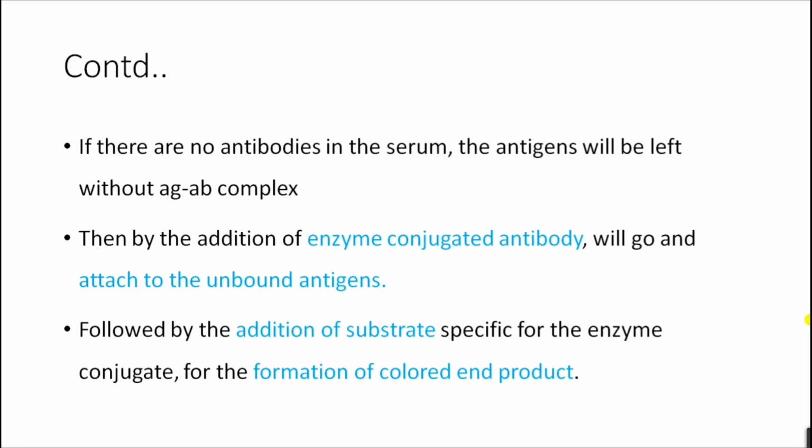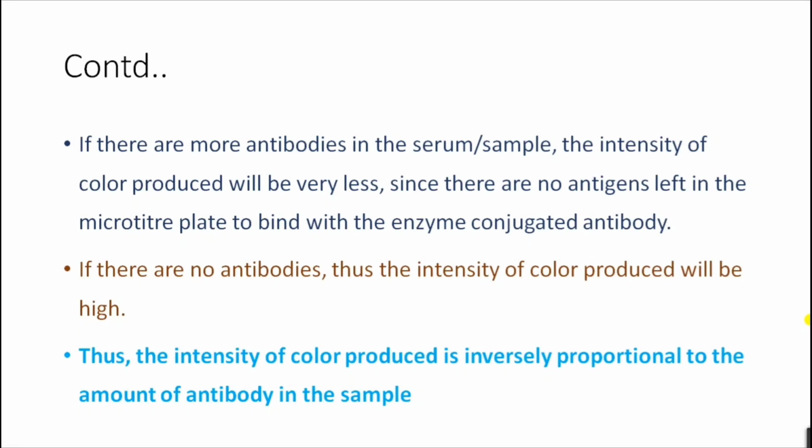The intensity of color produced is inversely proportional to the amount of antibody present. Because if there are no antibodies, there will be more color. If there are antibodies, there will be less color. So if there are more antibodies in the serum or sample, the intensity of color produced will be very less, since there are no antigens left in the microtiter plate to bind with the enzyme conjugated antibody. And if there are no antibodies, the intensity of color produced will be high. That's what we have told, that the intensity of color produced is inversely proportional to the amount of antibody in the sample.